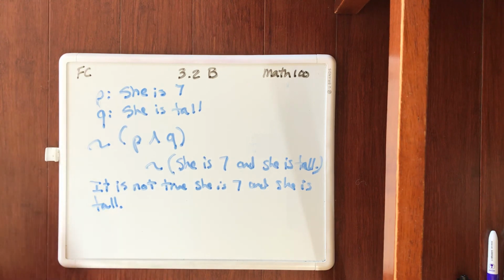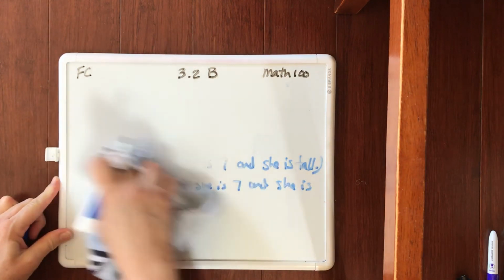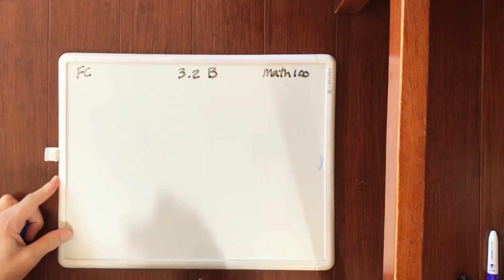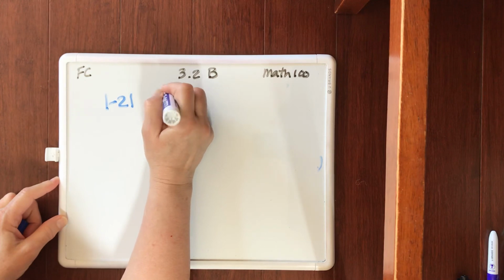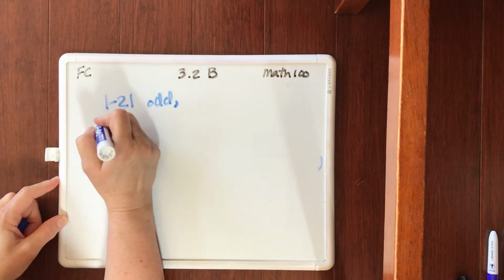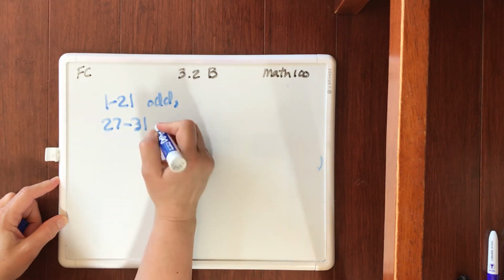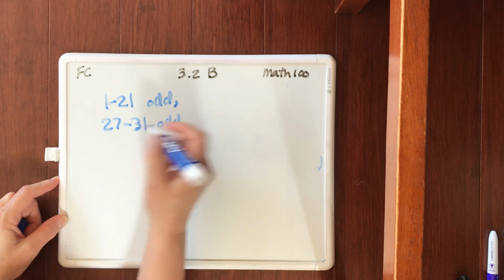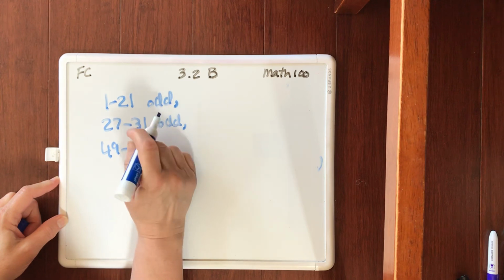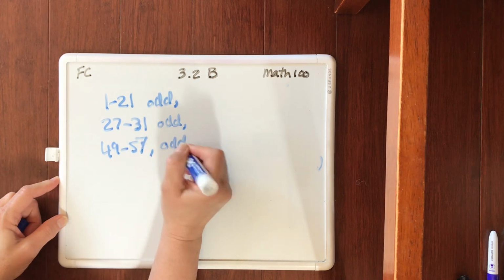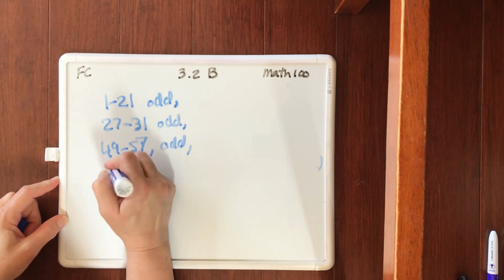Okay, so here's your homework for this section. One through 21, odd. 27 through 31, odd. 49 through 57, that's a 7 right there, odd. And then 67.